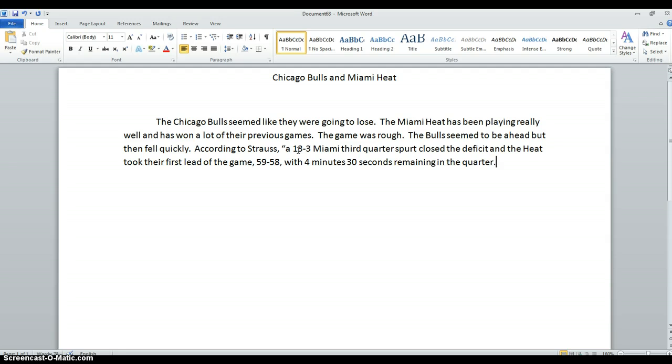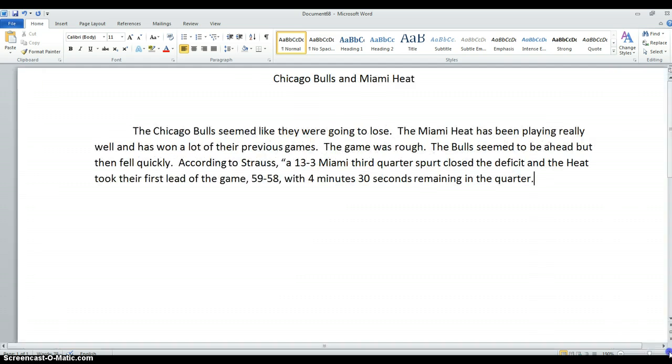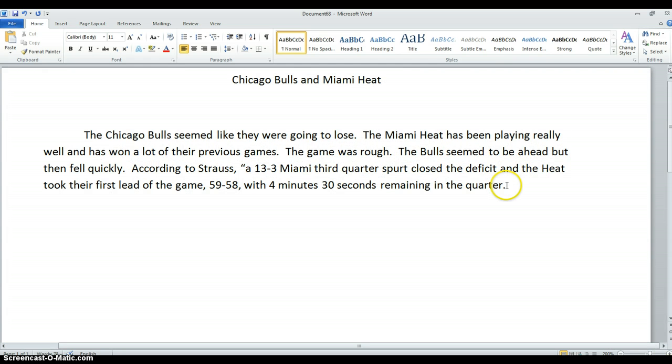Now, here's the important part. Rather than having this period right here, let's go ahead and zoom up so you can see it. So rather than having that period right there, you're going to have to delete that. Parentheses, who wrote it? Strauss. What year did he write it in? 2013. Close the parentheses, put the period.